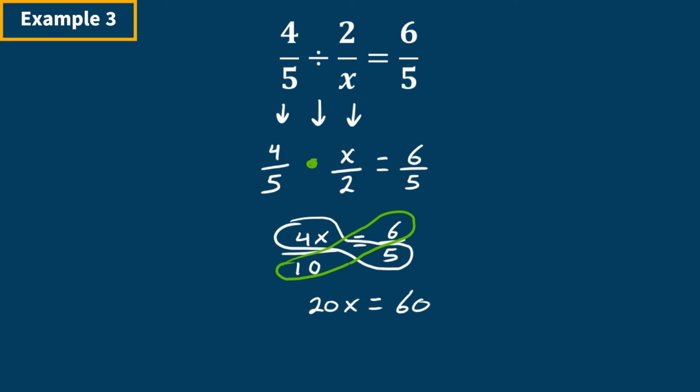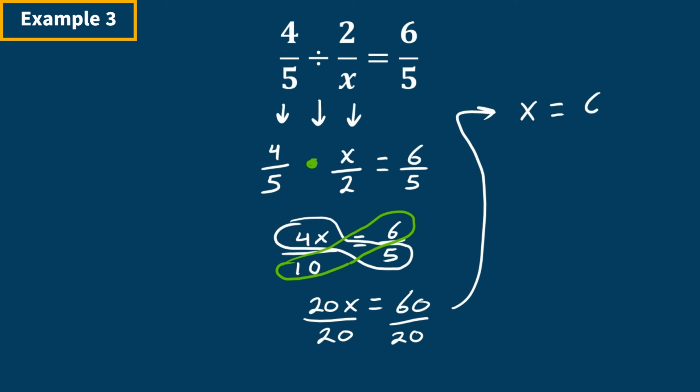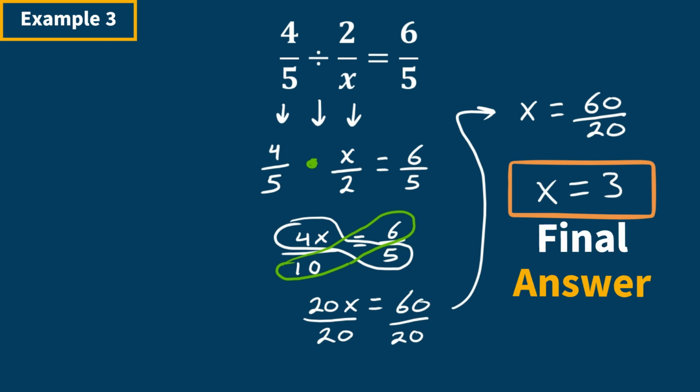From here, we want to solve for x, so we're going to divide by 20, like that. And what we're going to have going up here is x is equal to 60 over 20, and we know that 20 can go into both of these numbers, so therefore when we simplify this, we're going to have x is equal to 3, and that's going to be our final answer.